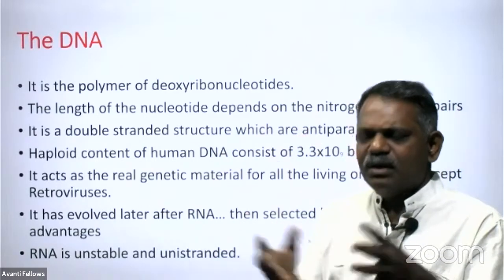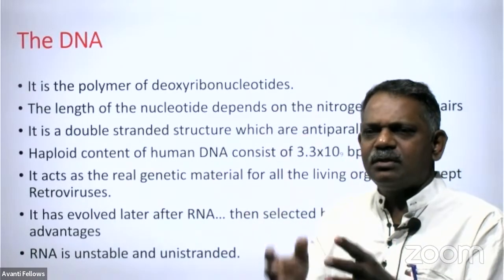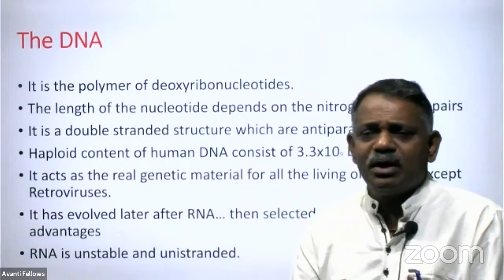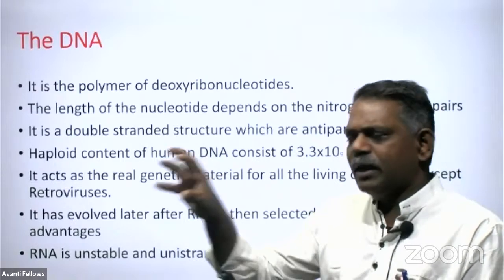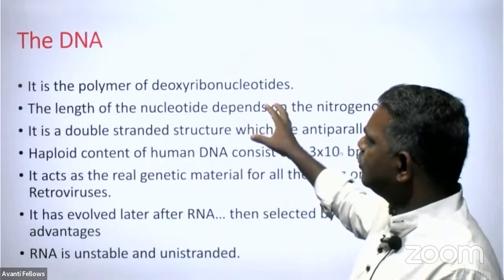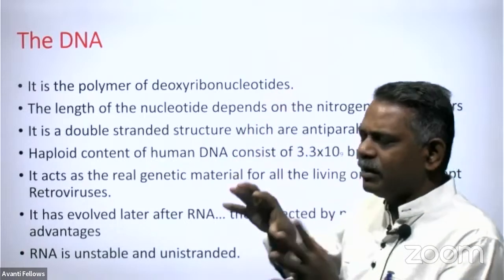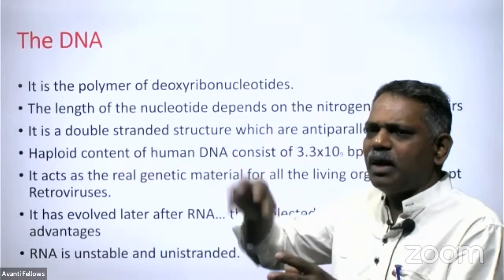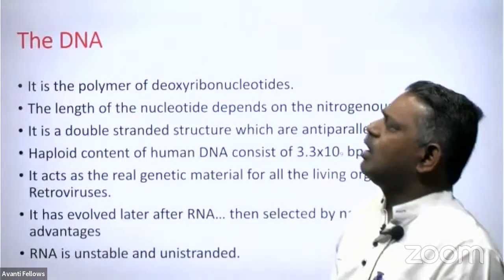Deoxyribonucleotide is nothing but a complex molecule. What does it consist of? A pentose sugar, that is deoxyribose sugar only in case of DNA, then a nitrogenous base and a phosphate molecule. These combine together to form the deoxyribonucleotide, and these deoxyribonucleotides bind together to form a very long chain.